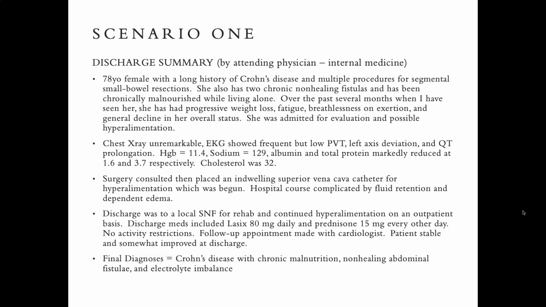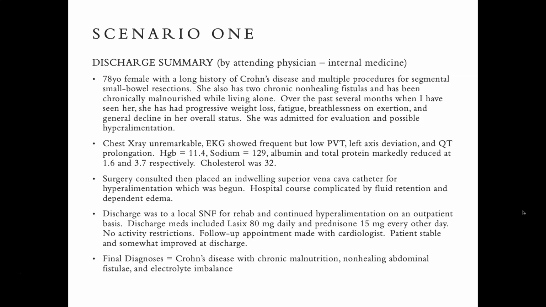Over the past several months, the physician says, when I have seen her, she has had progressive weight loss, fatigue, breathlessness on exertion, and general decline in her overall status. She was admitted for evaluation and possible hyperalimentation. She has an unremarkable chest x-ray. Her EKG showed frequent but low PVT, premature ventricular tachycardia, in case you're not familiar with that, left axis deviation, and QT prolongation. Her hemoglobin is 11.4, sodium is 129, albumin and total protein markedly reduced at 1.6 and 3.7 respectively. Cholesterol was 32.